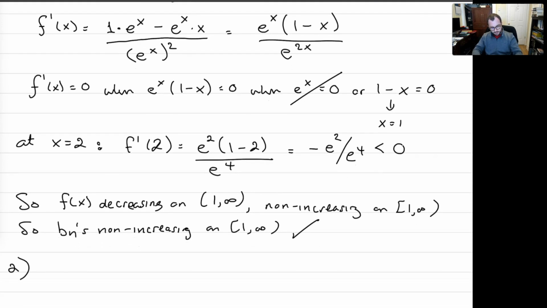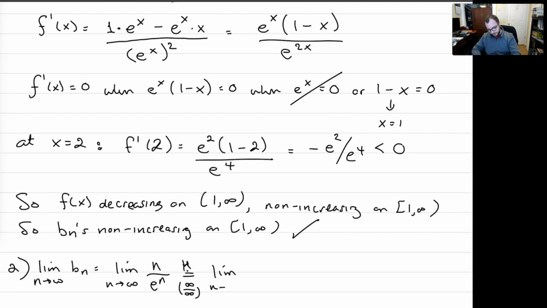Condition 2: the limit as n goes to infinity of b_n is equal to the limit as n goes to infinity of n over e^n. So in the first part we had to remember our derivatives. In the second part we now have to remember how to take limits. We notice that the limit of the top, the limit of n here, is infinity. The limit of the bottom is infinity. So this is an infinity over infinity form, and we're going to use L'Hopital's rule.